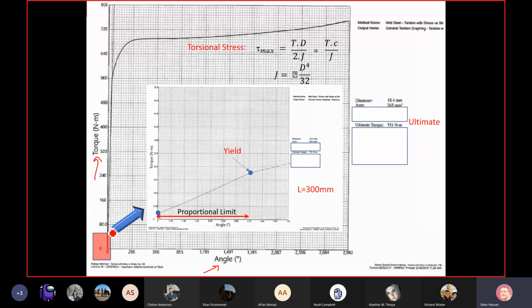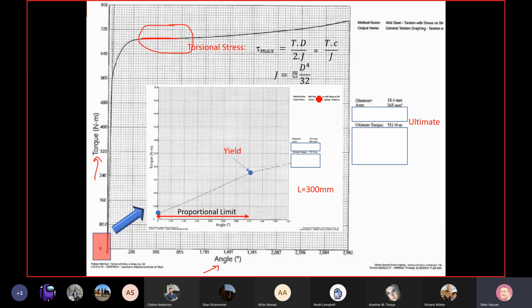We start here with a linear relationship, then we have a curve, and then it goes horizontal, which is kind of the yield. Look at this part here. This part is the yield, where you don't have to add any extra torque to get extra twist angle. And then after the yield, it goes up a little bit and then it fails. So this is the behavior of my specimen.